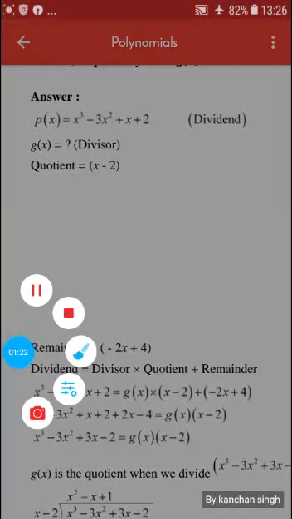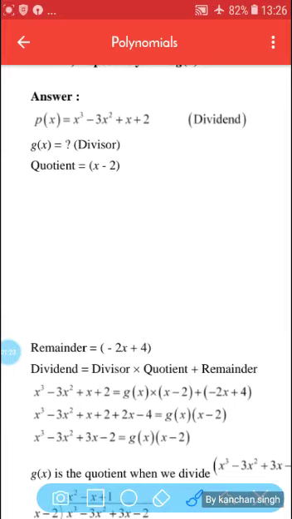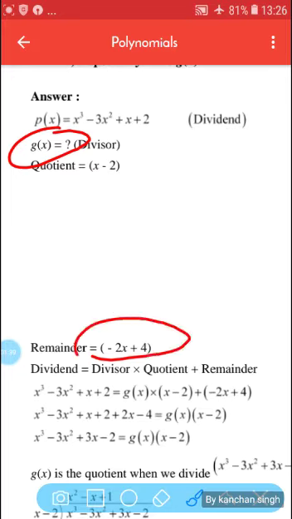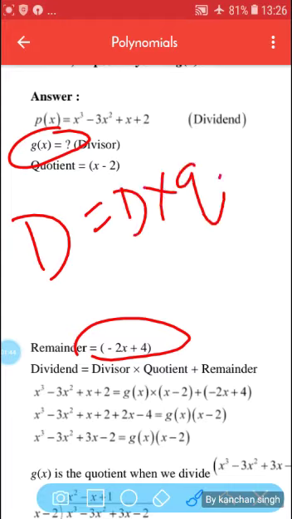Now quotient is given to us. We have to find the divisor and we have taken it as g(x). Is that okay? Now see, here remainder is also given to us, quotient and remainder. So remainder is given as minus 2x plus 4. So now, dividend is equal to divisor into quotient plus remainder. So can we find the divisor? This we can find. Is that okay? Here I am solving by one method, you can also follow that.